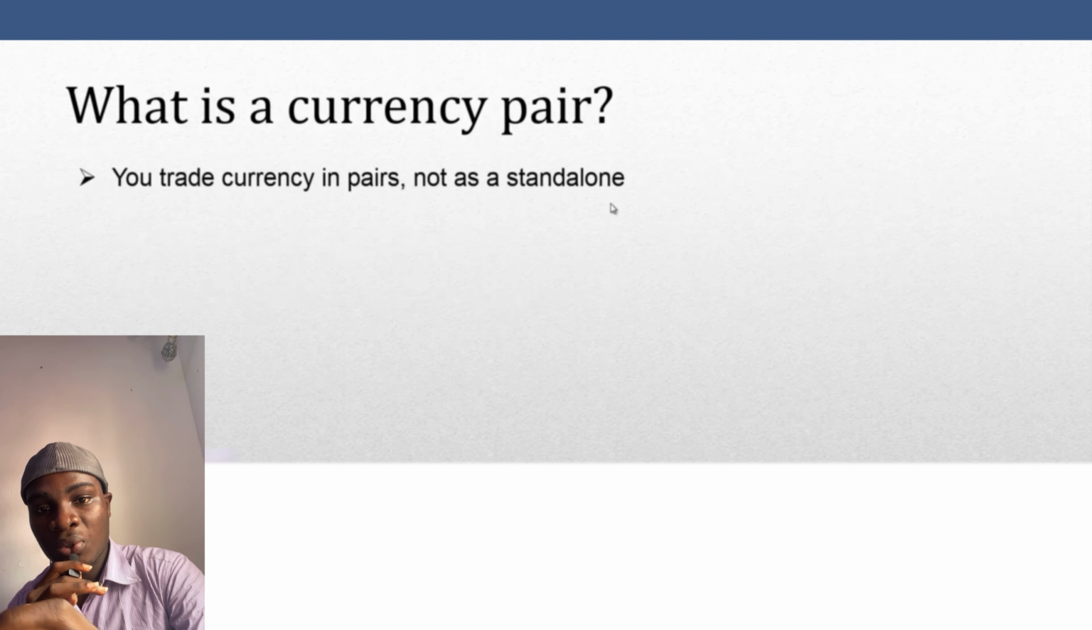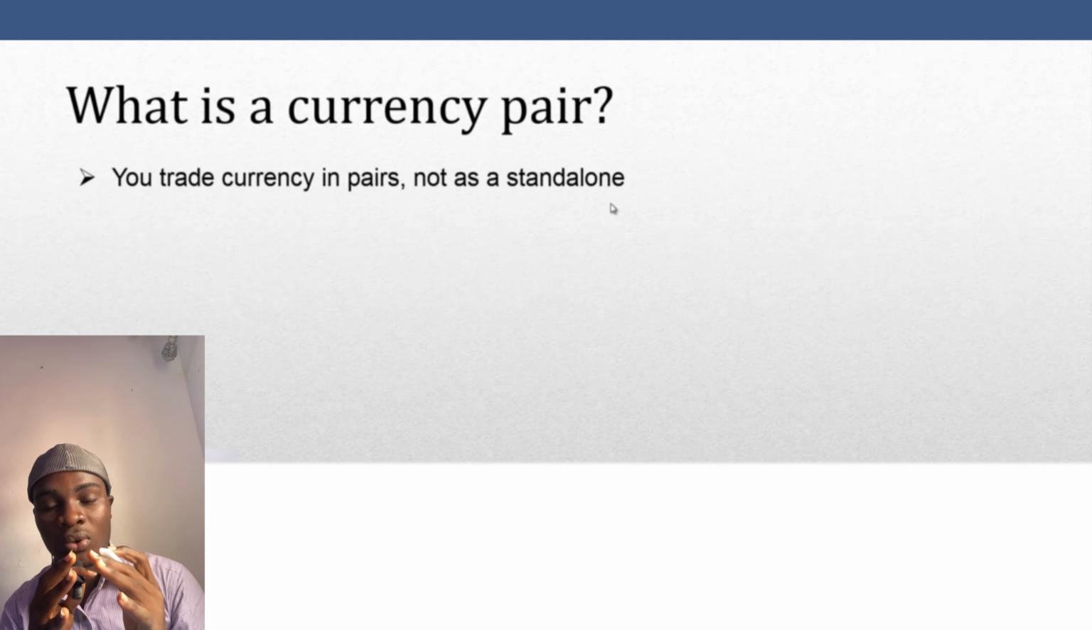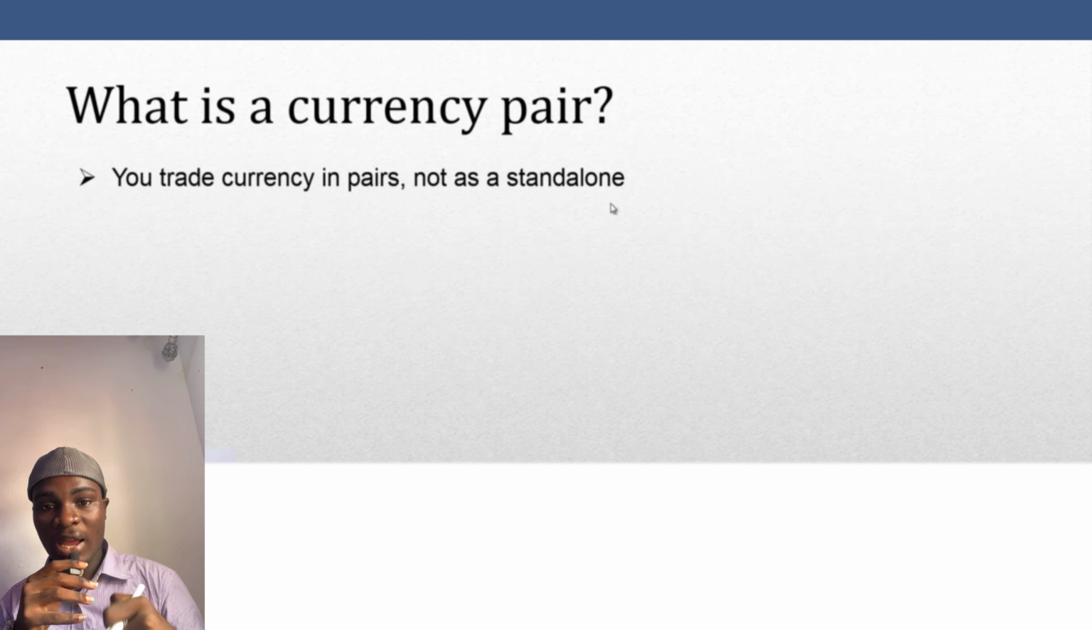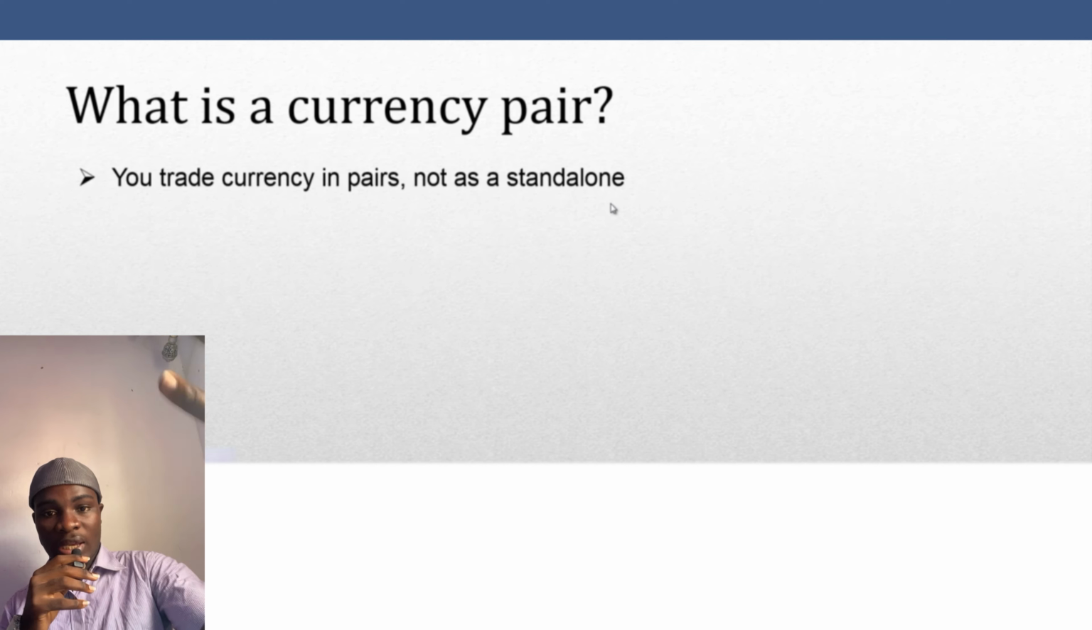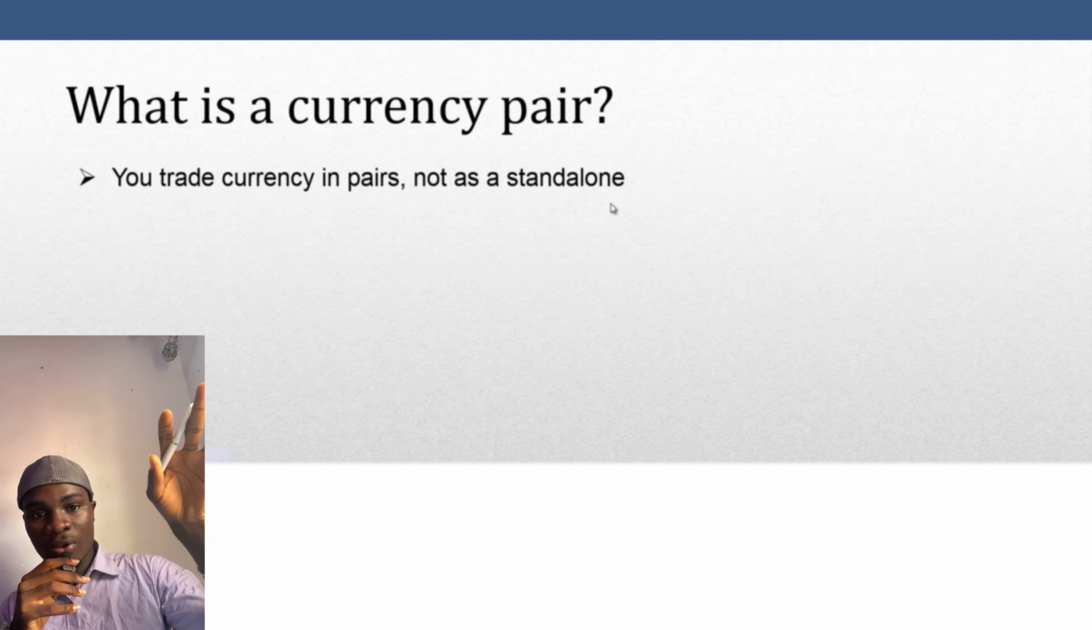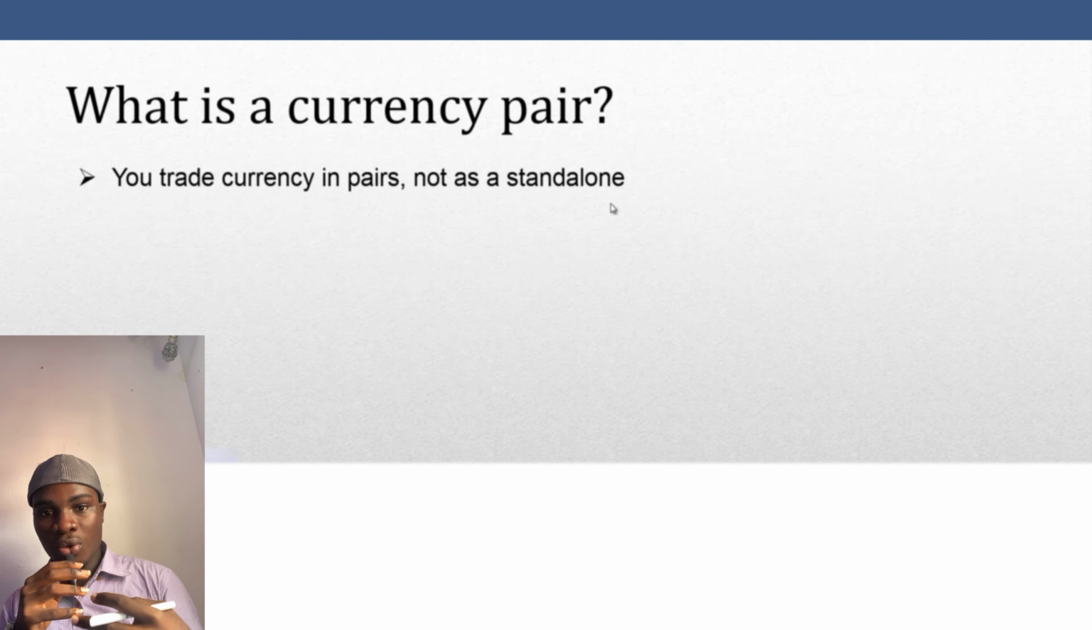One thing I want you to know is that we trade currency in pairs, not as a standalone. As you go to the supermarket and you want to buy a biscuit, you are supposed to exchange your money for the biscuit. The same thing applies to Forex. Maybe you want to buy euros, and someone has the euros. The person will be like, so, what do you have to take my euros?